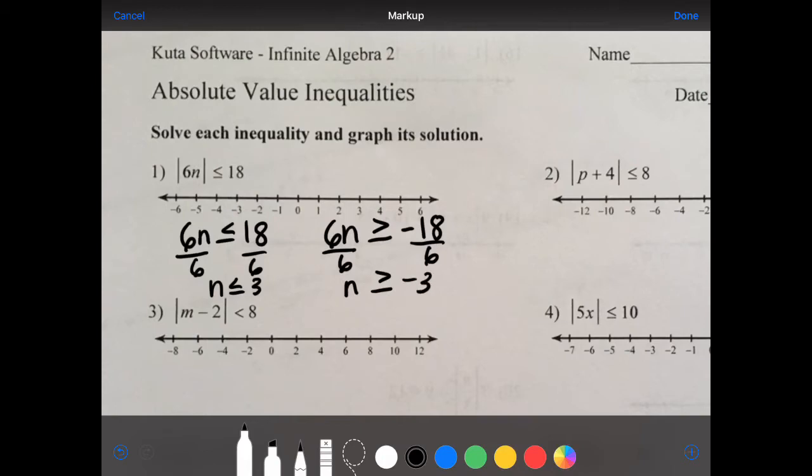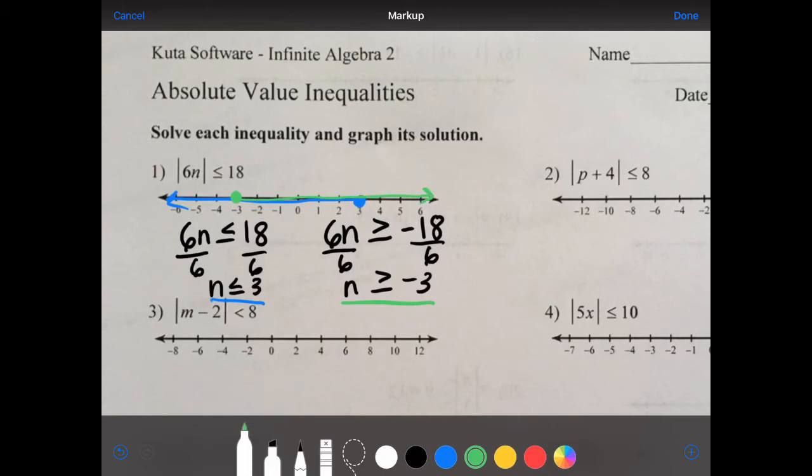So now what you need to do is graph both of these. So the first one, n is less than or equal to 3. I'm going to go to 3, put a closed circle, and it's less than or equal to 3, so I'm going to be shading to the left. The other one is n is greater than or equal to negative 3. So I'll do that one in green. Here's negative 3, closed circle, and then shade to the right.